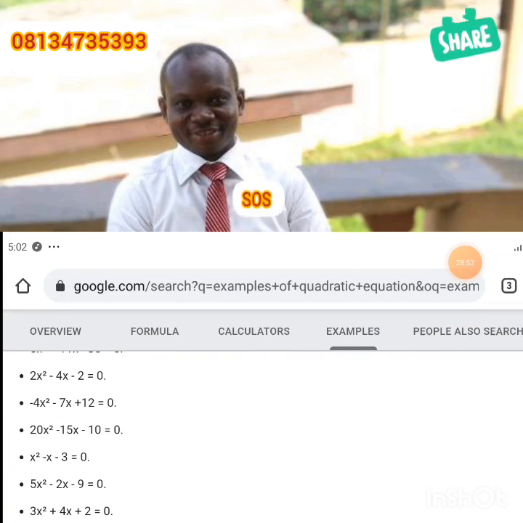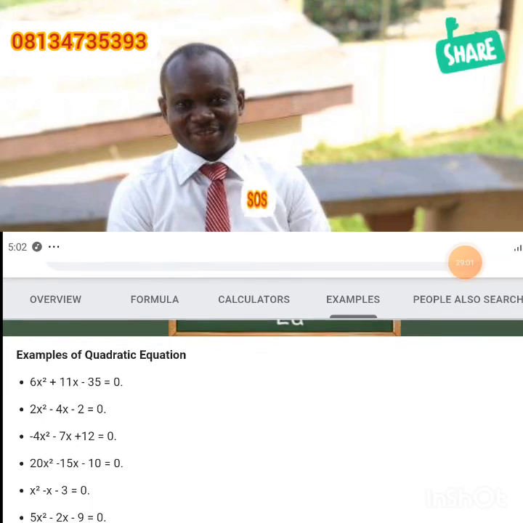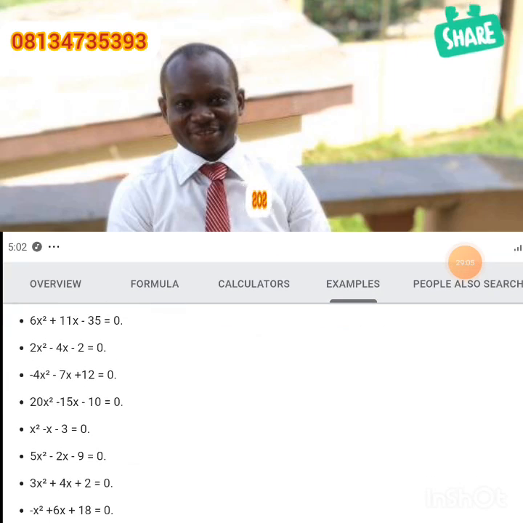So in the next video lesson, we are going to be having the quadratic formula, which we call the almighty formula. That is what we also use in solving quadratic equations which cannot be easily factorized, apart from the completing the square method. So you will see that in the next video lesson.